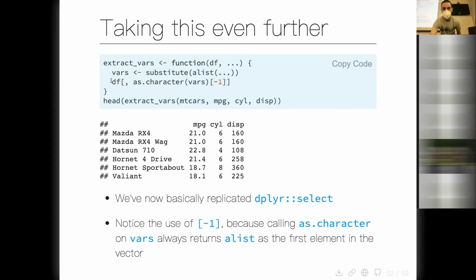But then we can do that same code that we had before. But notice I'm saying -1 here. That's because the first argument in this as.character vector is actually going to be a list. Okay, so we drop that. The rest of the variables are there as characters. And now we've essentially replicated dplyr select. Okay, you can use extract_vars, mtcars, mpg, cyl, disp, and they're all just bare symbols. We're not having to use quotes, and we have essentially replicated dplyr select. Okay, questions?